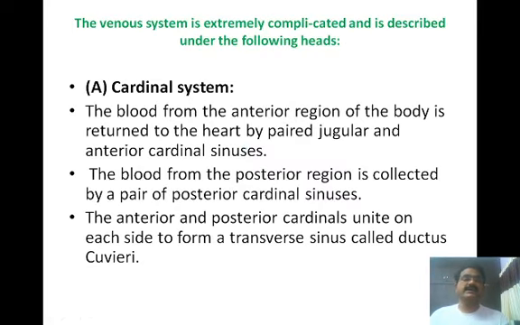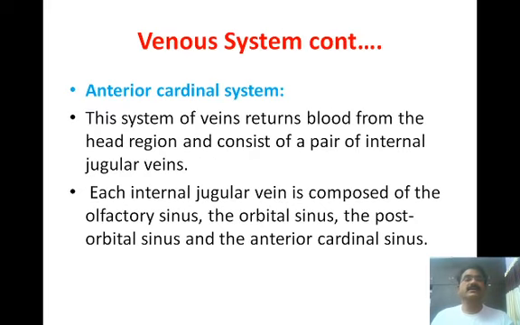Now the cardinal systems are nothing but the blood from the anterior regions of the body is returned to the heart by the paired jugular and the anterior cardinal sinuses. The blood from the posterior region is collected by a pair of the posterior cardinal sinuses. The anterior and posterior cardinal sinuses unite on each side to form the transverse sinus called the ductus cuvieri.